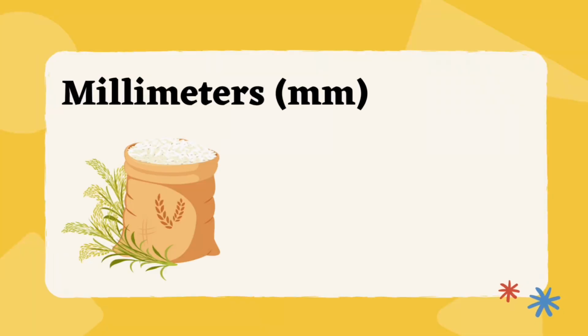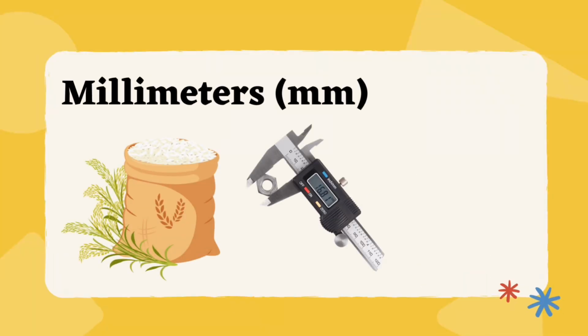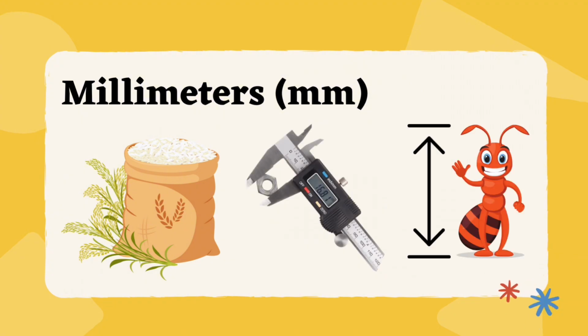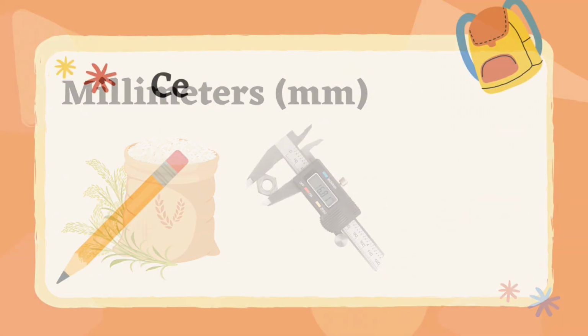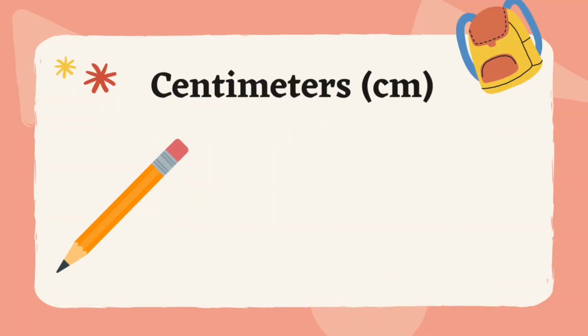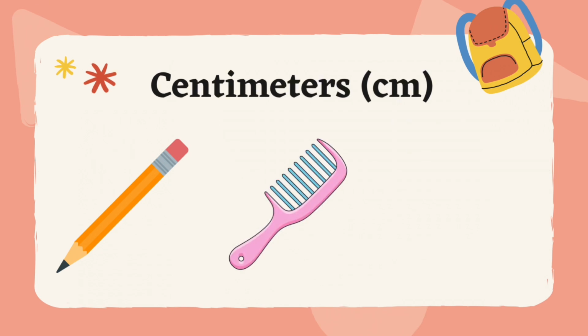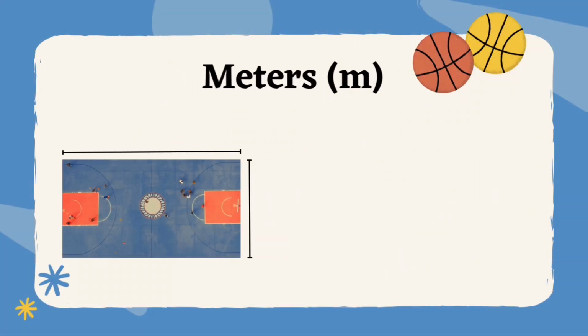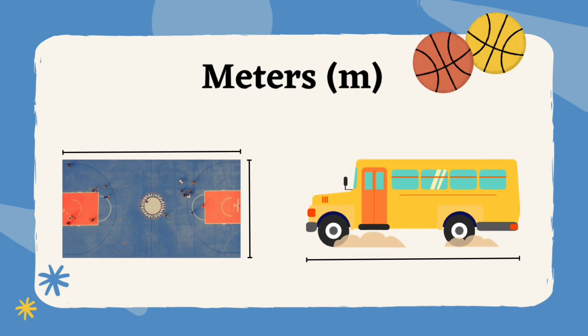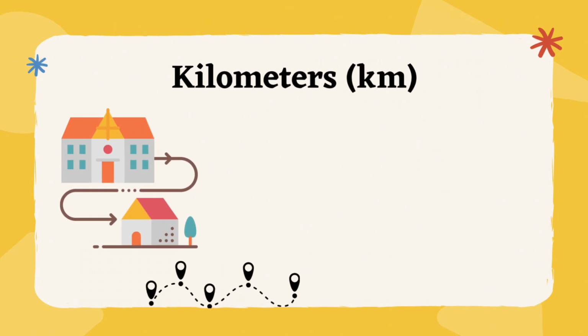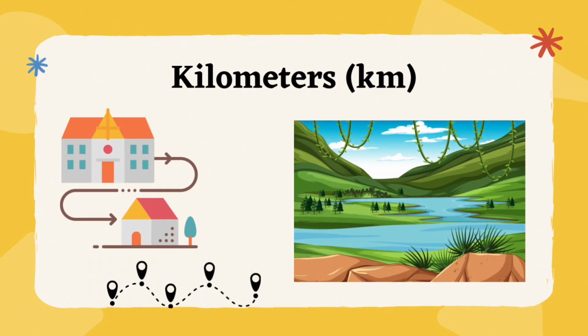The first unit in length is millimeters, mm. This is for tiny objects like a grain of rice, a screw, or an ant. Next, we have centimeters, cm, to measure small objects like a pencil, a comb, or a spoon. Besides, we also have meters, m. This is to measure bigger objects like a basketball field or a school bus. Last but not least, we have kilometers, km. This is to measure very long distances like the distance between two places or a river.